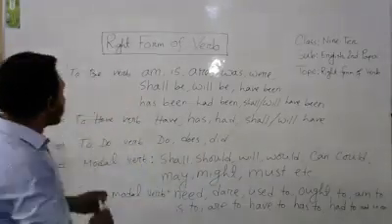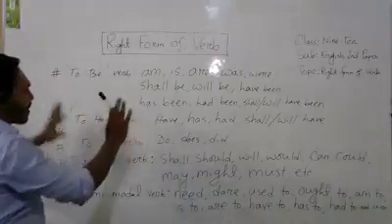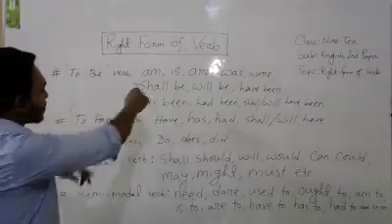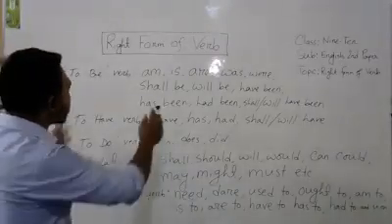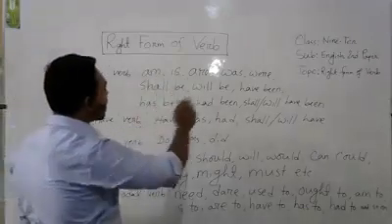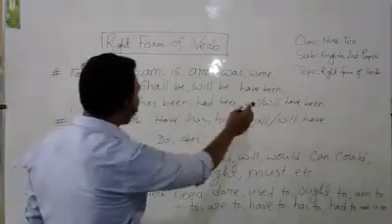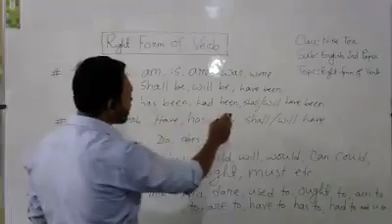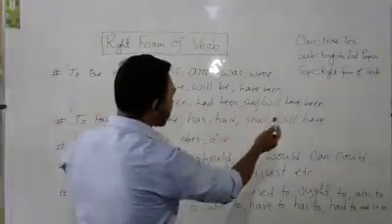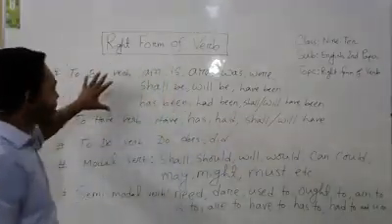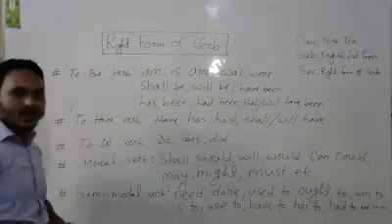My dear students, to be verbs are very important. You can see there are to be verbs: am, is, are, was, were, shall be, will be, have been, has been, had been, shall have been, or will have been. These are the forms of to be verbs.